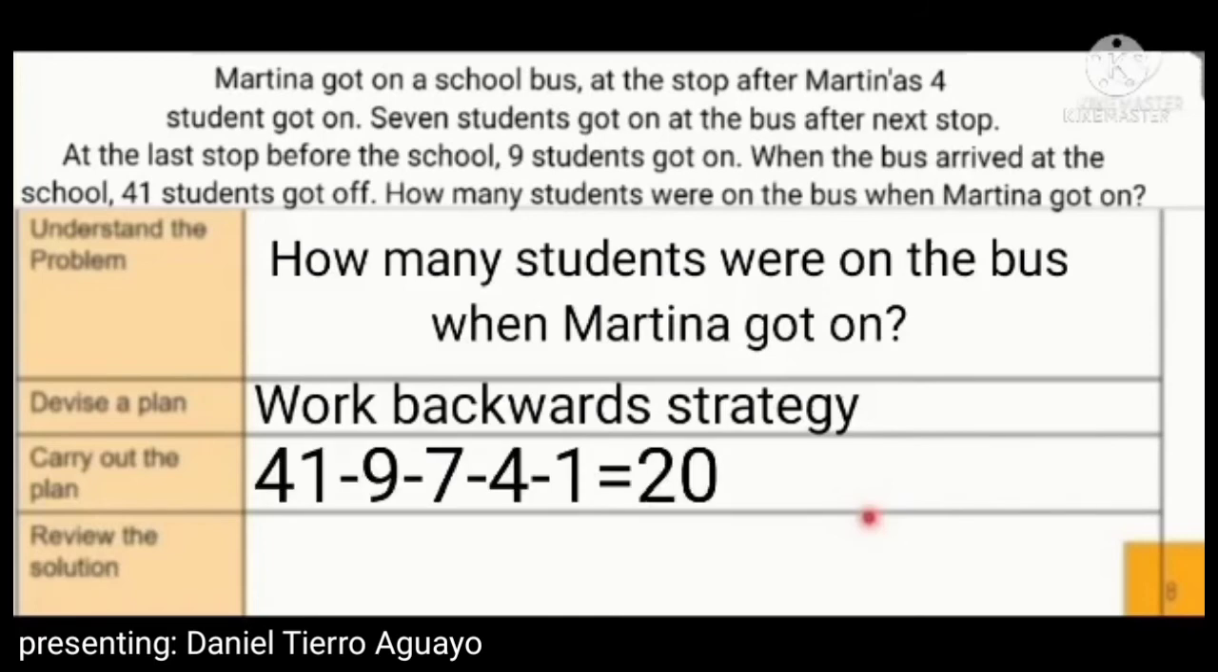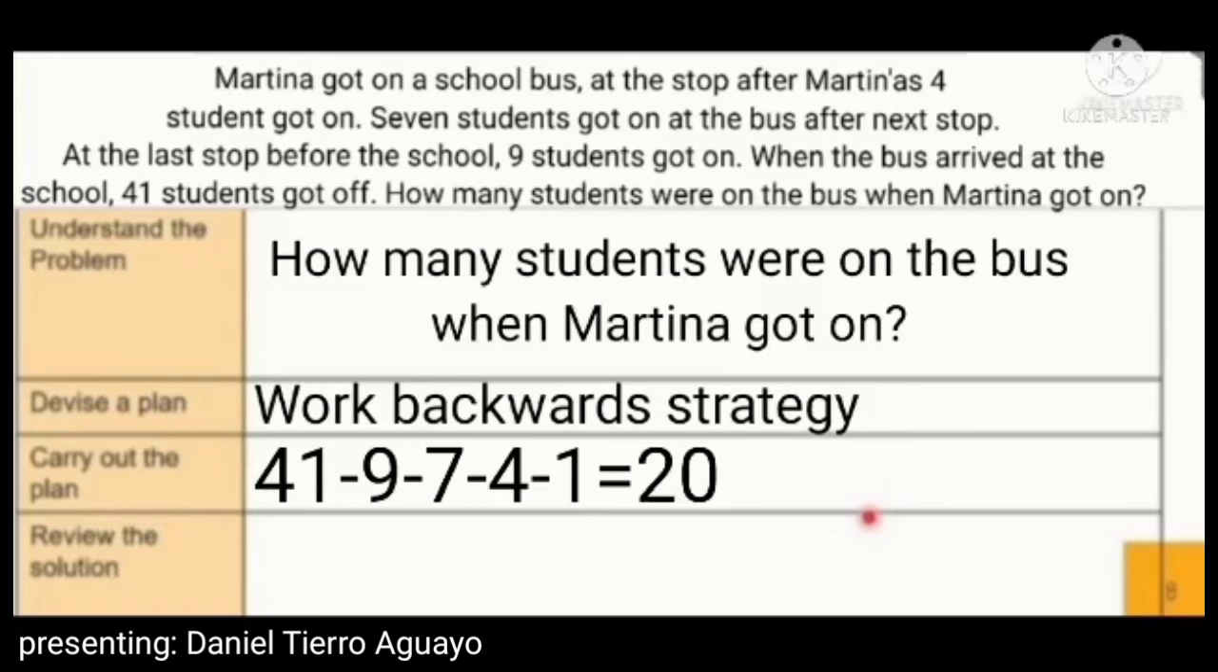Since 41 students got off the bus, the total number of students inside the bus is 41. At the last stop before the school, 9 students got on. So, 41 minus 9, we need to subtract it. 7 students got on the bus at the next stop. At this stop, after Martina, 4 students got on.